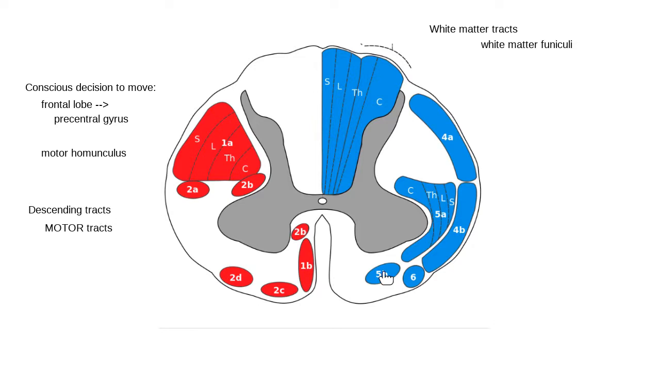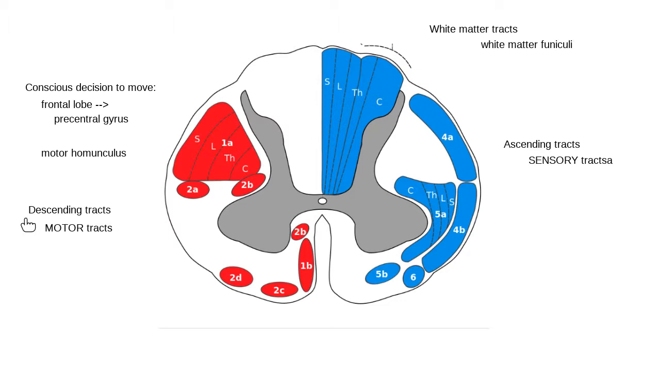Now, the opposite side of my picture over here is showing me what we call ascending tracts. Ascending tracts are the same thing as sensory tracts. They're sending sensory information. Now, this word here, ascending, if we ascend a staircase, we're going up a staircase. This word over here, descending, if we descend a staircase, we're walking down.